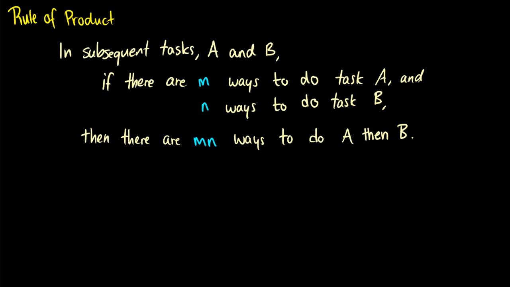Okay, now the rule of product is slightly different. We say here with the rule of product, in subsequent tasks A and B, if there are M ways to do task A and N ways to do task B, then there are M times N ways to do A then B. In other words, these are tasks that are done one after another. With the rule of addition, it's doing one task or another one. With the rule of product, it's doing them subsequently.